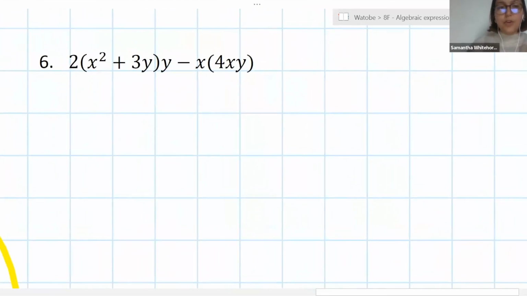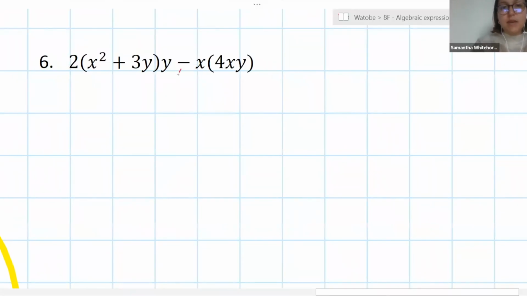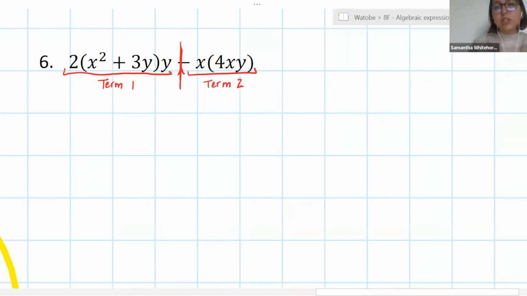Okay, so step 1, identify my terms. Now this minus sign is going to separate terms. So term 1 is over here and term 2 is over here. Now it's really important that we do this so that we make sure that when we're multiplying or simplifying the terms, we are using the correct values.